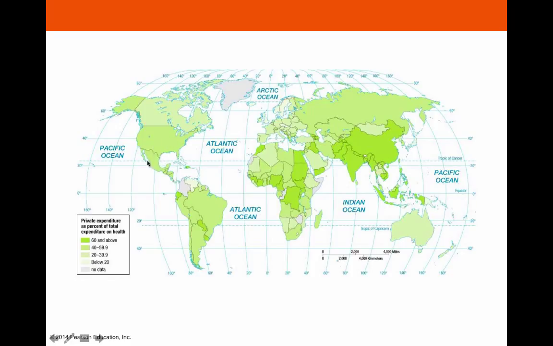People in the United States are spending a lot more money on private expenditure than, for example, people in Europe. And look at Scandinavia, how much lower it is there. And then notice in Canada, it's lower there. Now, again, this is before the Affordable Care Act was put into place.